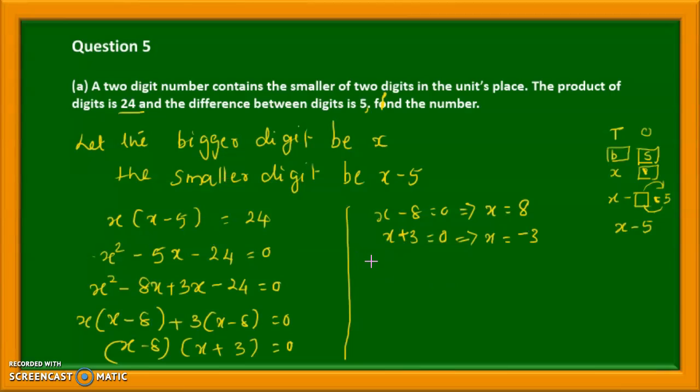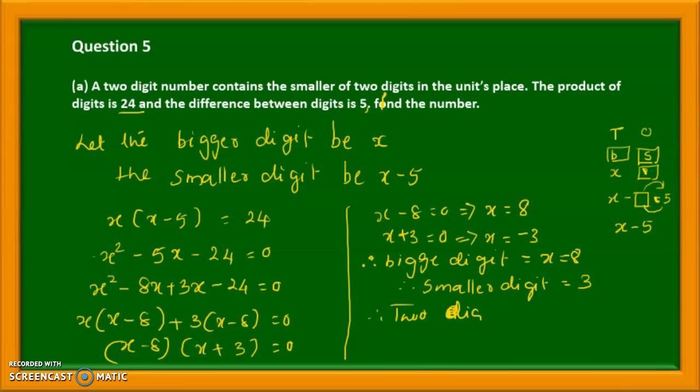Therefore, the bigger digit, which we took as x, is equal to 8, the positive value. Therefore, the smaller digit, which is x minus 5, is equal to 3. So the 2-digit number is 83. So this is the way we can solve. Next question, let's go for the next one.